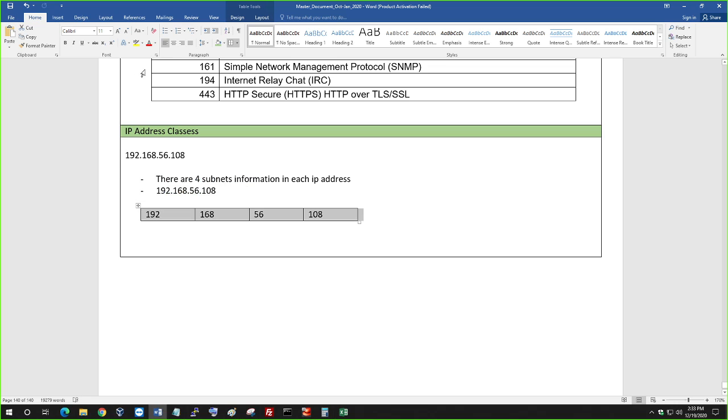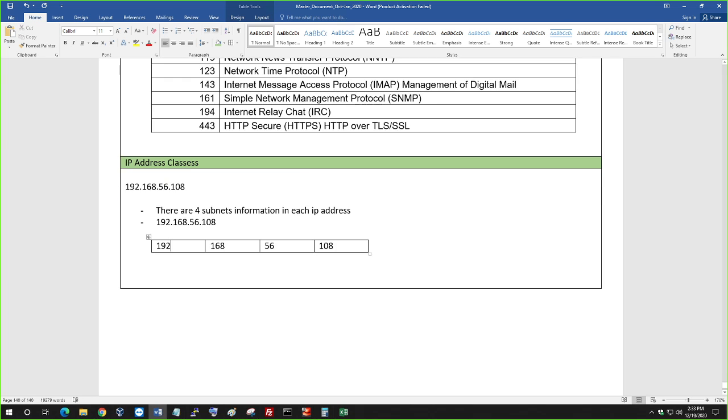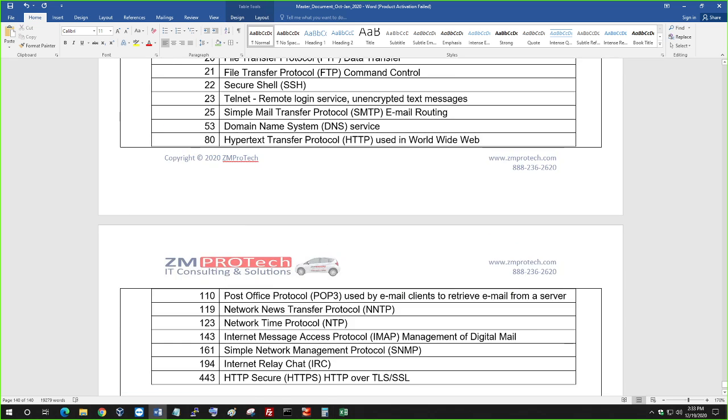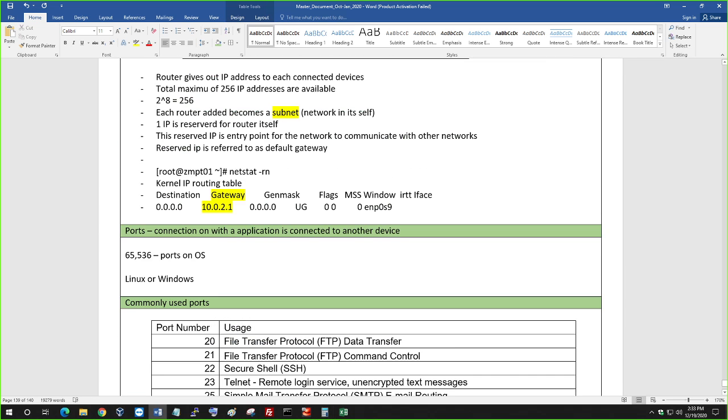Okay, so we got this IP address here, right? So let's break this down. Each block, so we are at 192. Why are we only restricted to 192? It's class A or B or something like that. Yeah. But remember, now we're going to go back and relate this here.